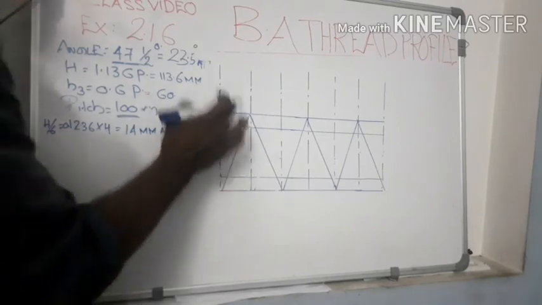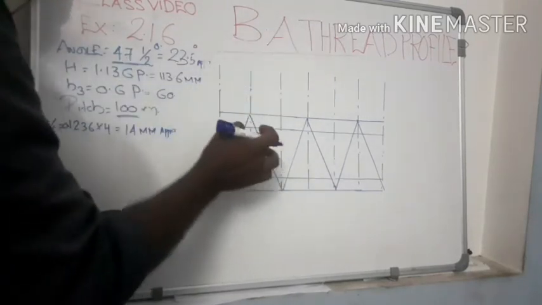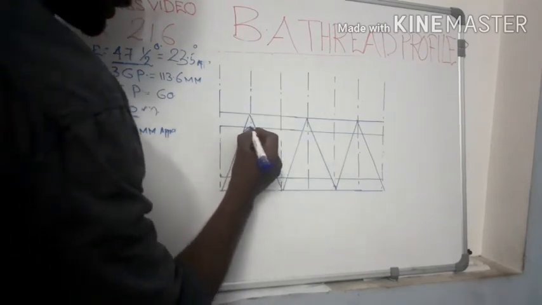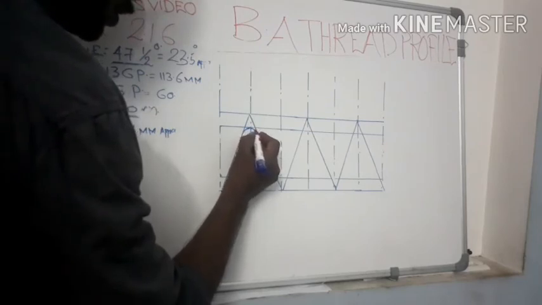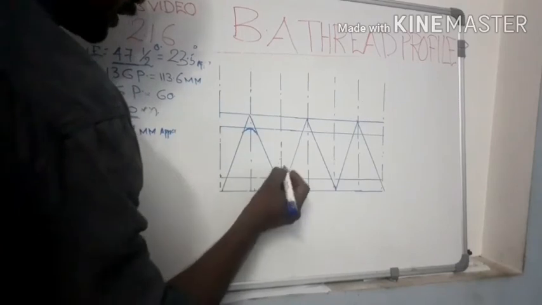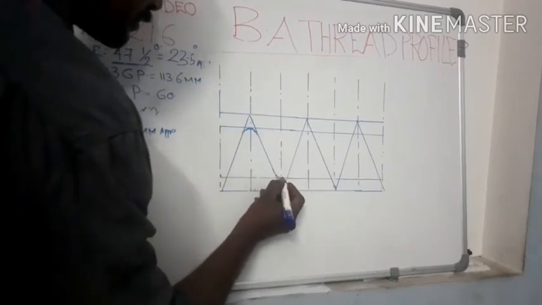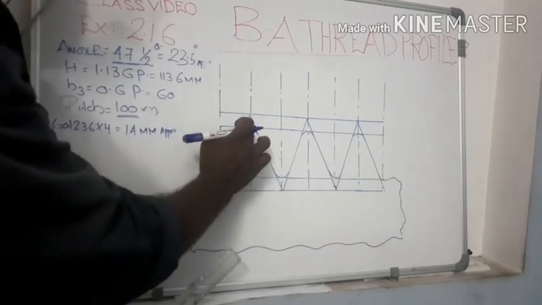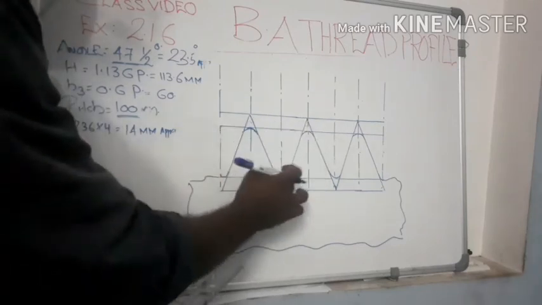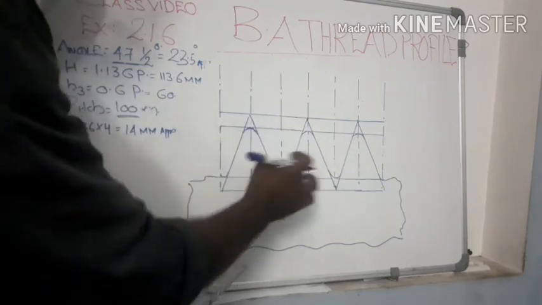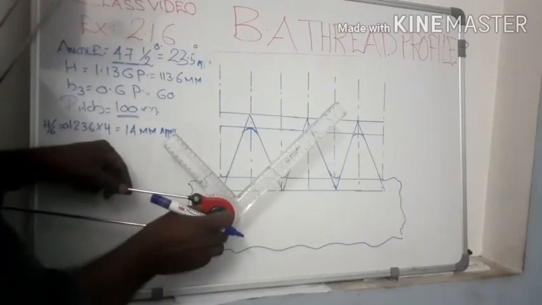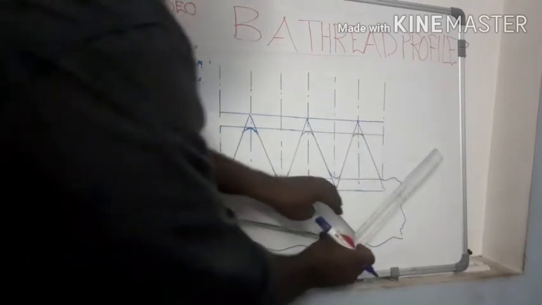Now in the case of BA thread, crest and root are rounded in shape. So we have to round the crest part using your compass. Similarly, at the bottom surface. Now we have to complete our upper and lower crest and root, that means rounded in shape. Now we have to draw the hatching lines. For that, set your mini drafter at 45 degree. Draw 45 degree inclined lines, keeping a 3 mm gap.